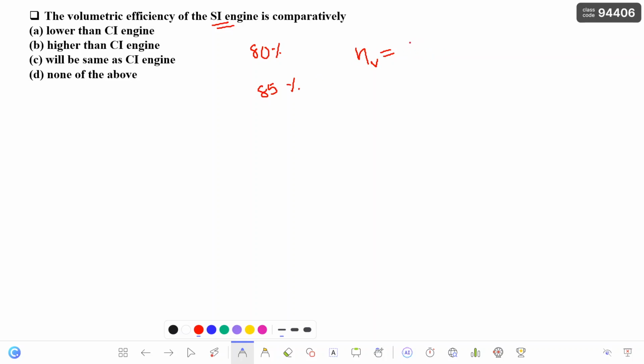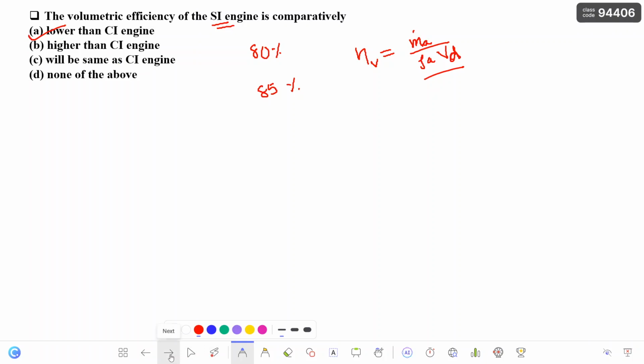This is the actual rate of air that is being intaked. Actual volume, or the rate of volume, that is being intaked into the cylinder by the swept volume or the displaced volume. This is the volumetric efficiency. So generally you can remember that the volumetric efficiency of an SI engine is lower than that of a CI engine.